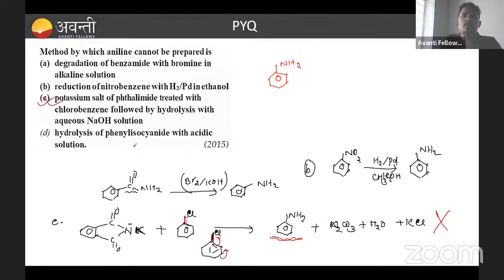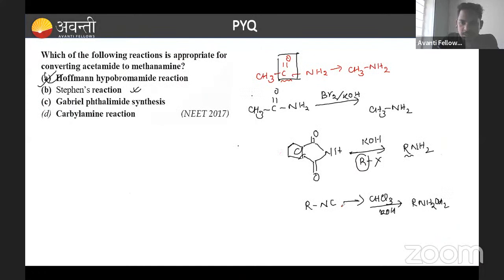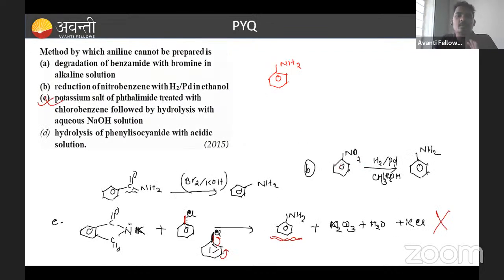Then obviously this is not the answer. Okay, everyone understood this? I hope you understood this. Like initially we have used this one. Here I have taken an aliphatic one, not aromatic. Okay. Everyone understood? Gabriel phthalimide synthesis is used for aliphatic, not aromatic. Everyone understood this?